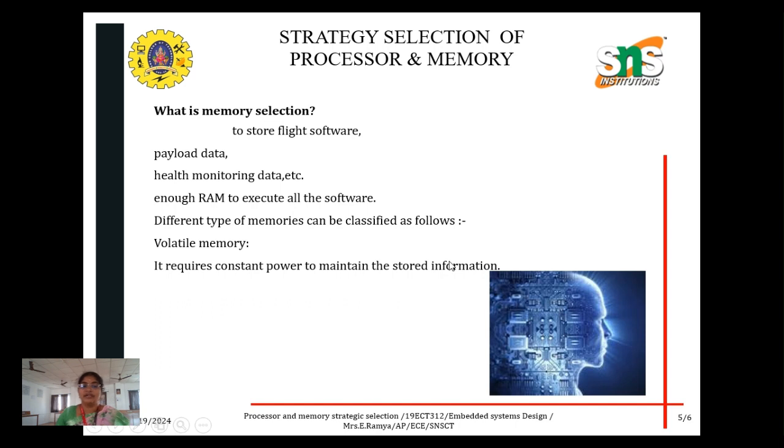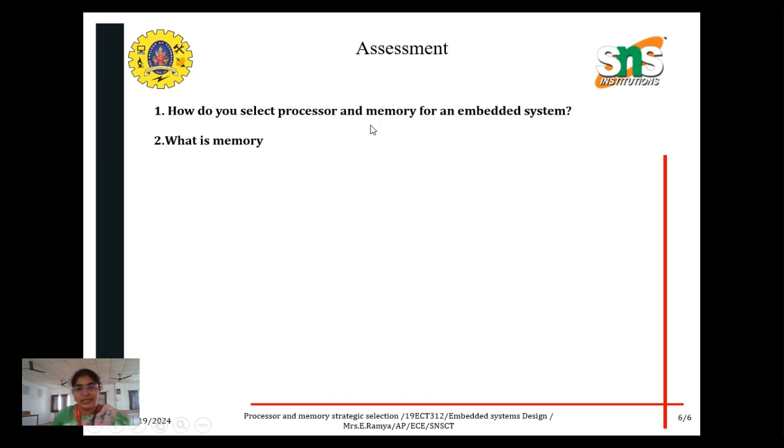We have two types of memory: primary memory and secondary memory. Primary memory is the RAM. Secondary memory, for example, is ROM. I hope you understand how to choose a processor and memory for an embedded system and what memory is. Now it's time for assessment.